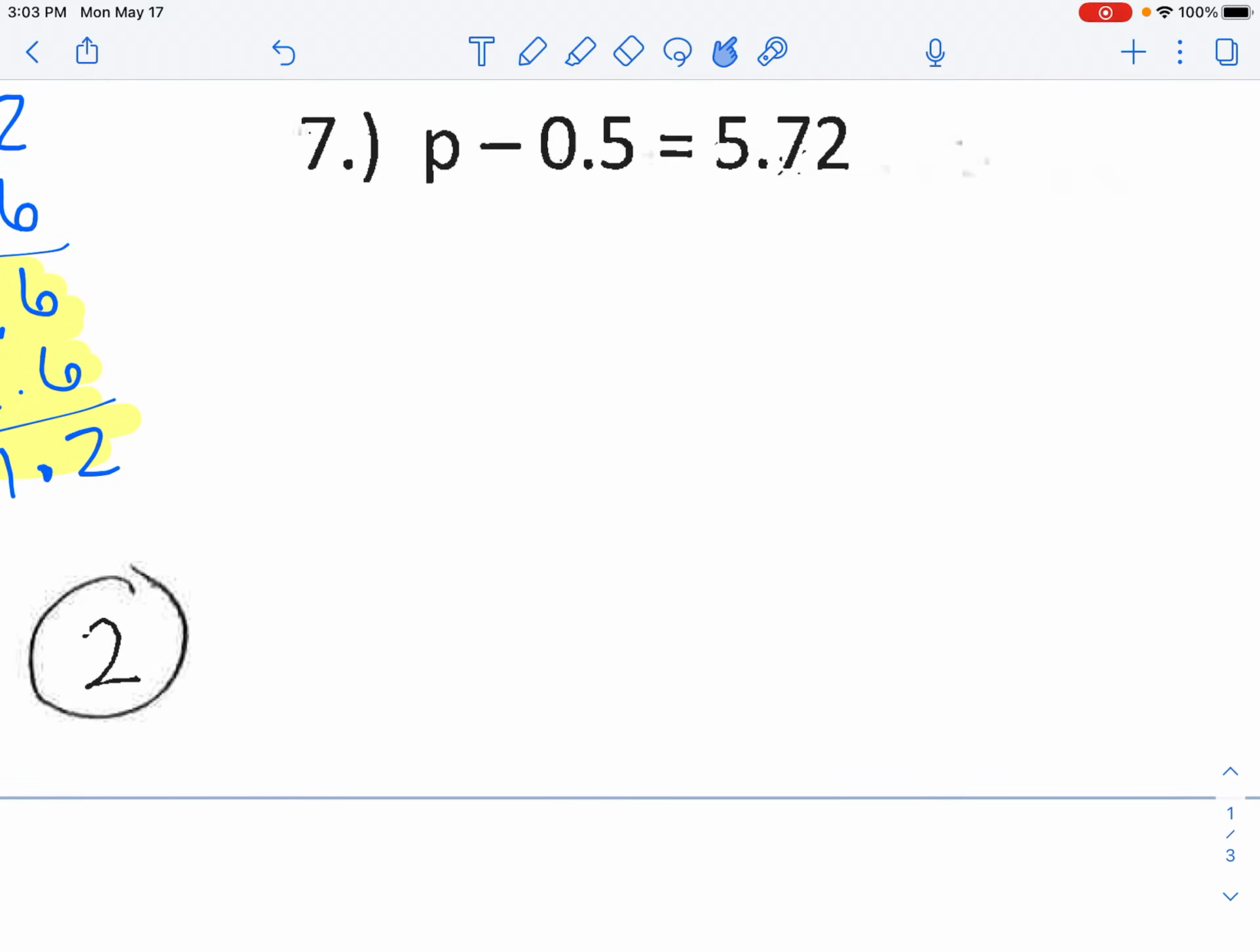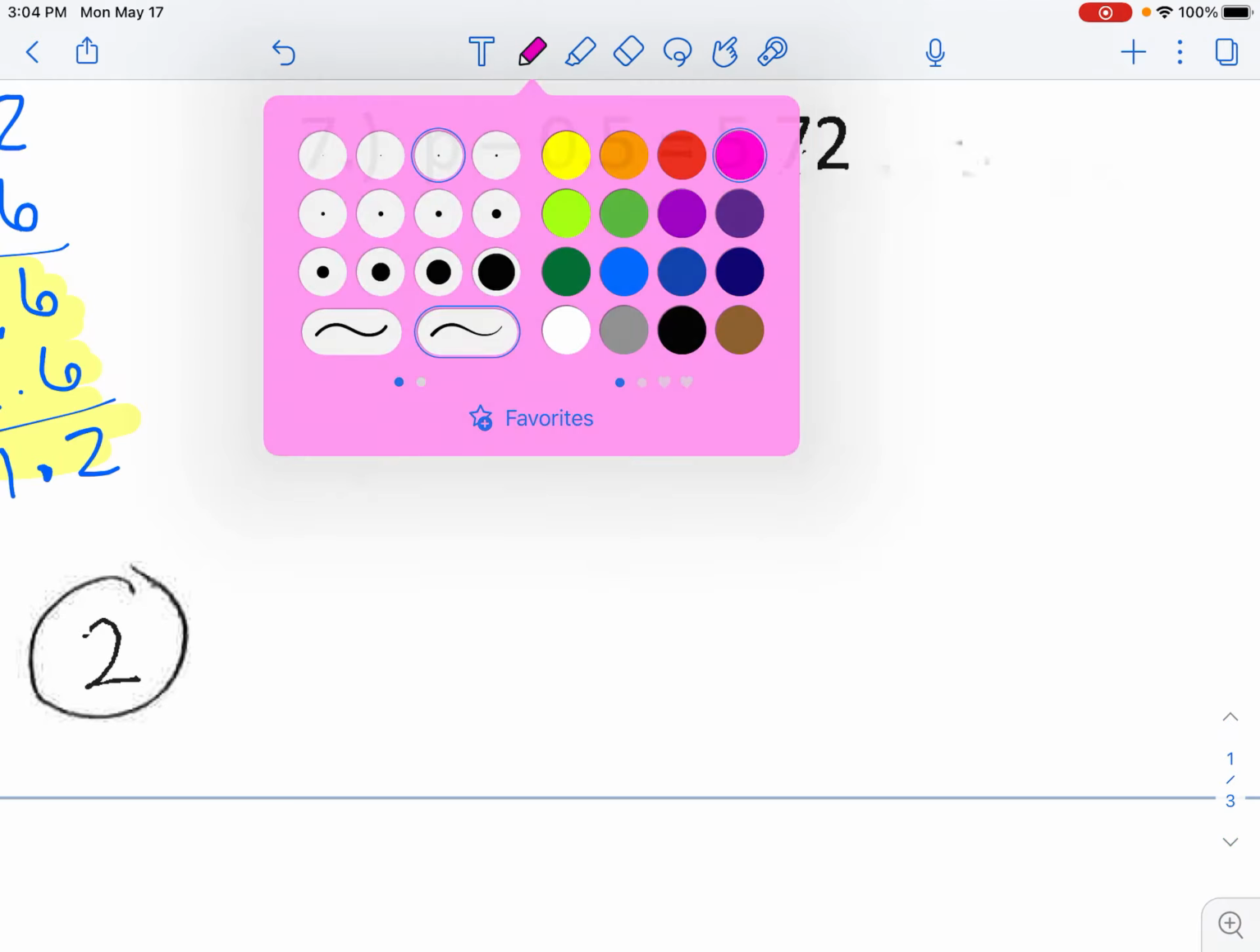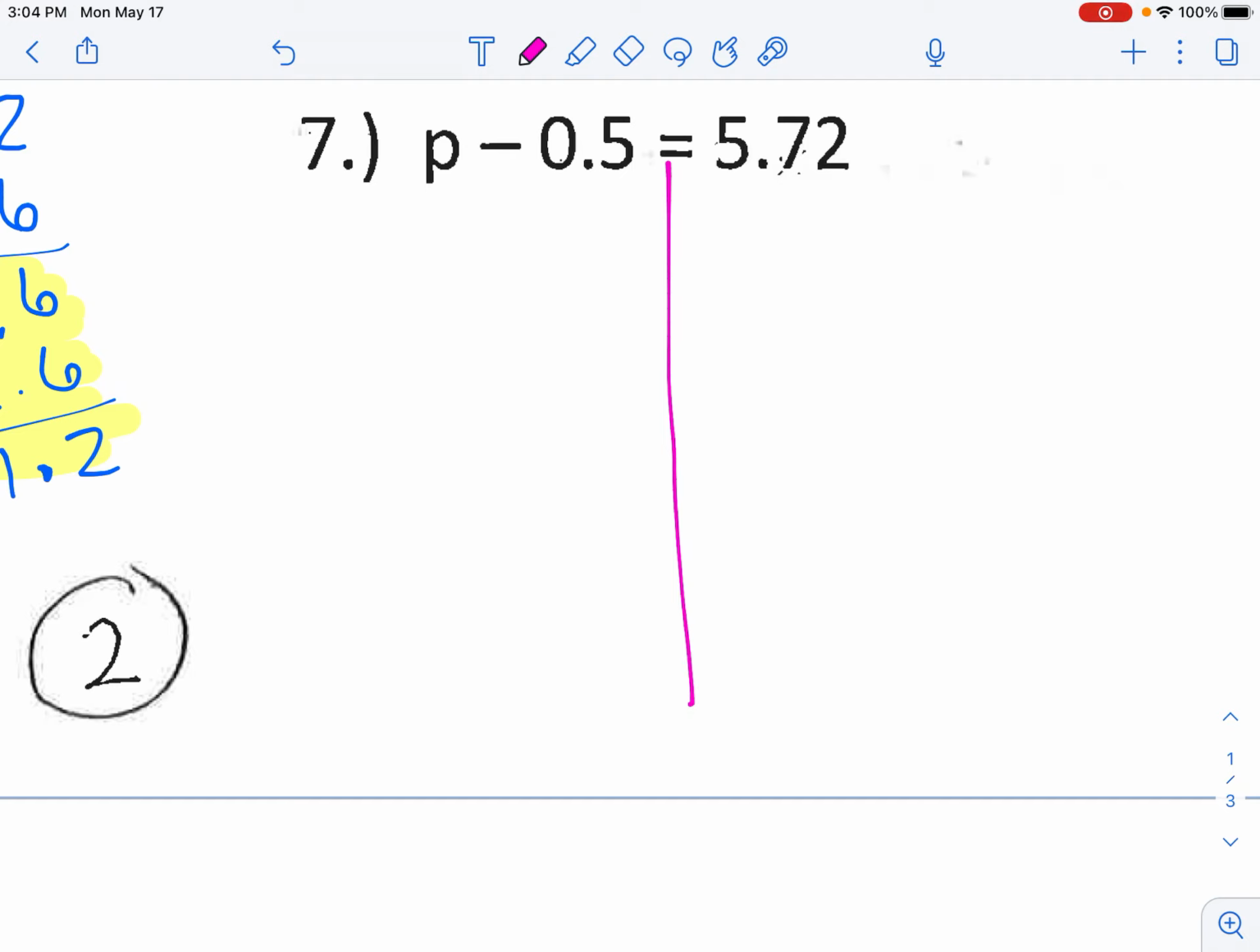Number 7, what number minus 5/10 equals 5 and 72/100? First step, draw your mirror to make sure you're doing the same operations on both sides of your equal sign. So the inverse operation of subtraction is addition. So we have to add 5/10 to both sides. Negative 5/10 plus 5/10 cancels on the left.